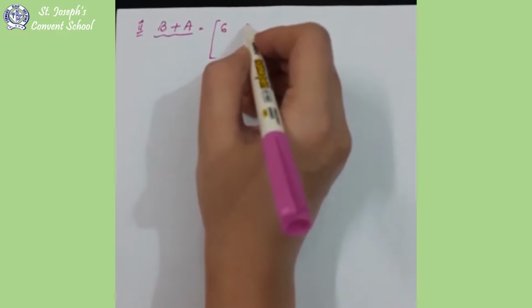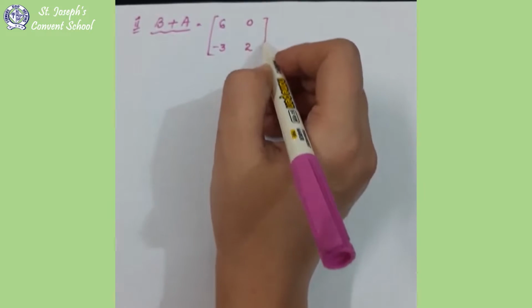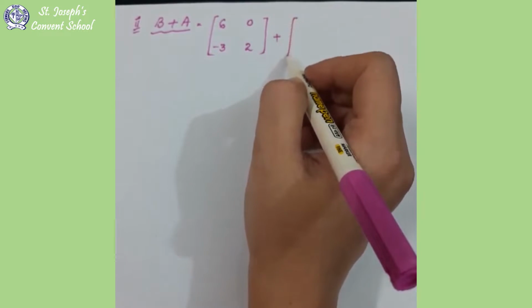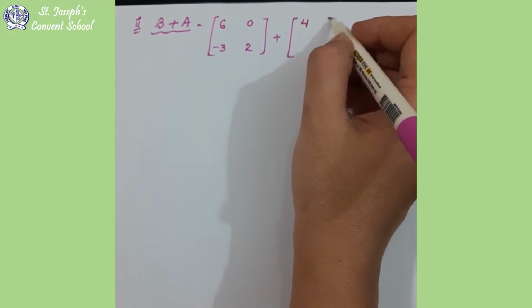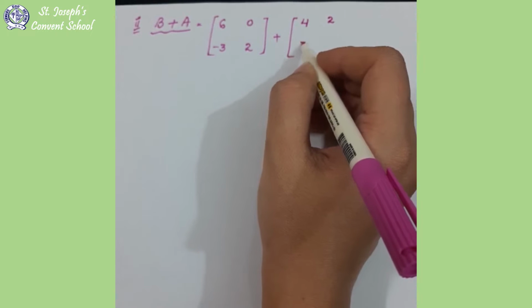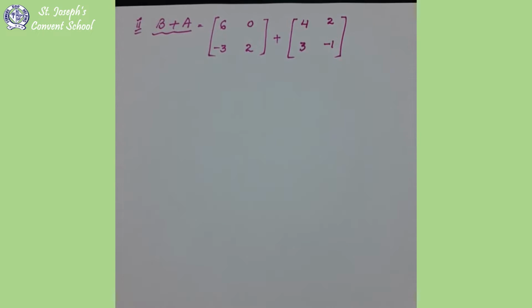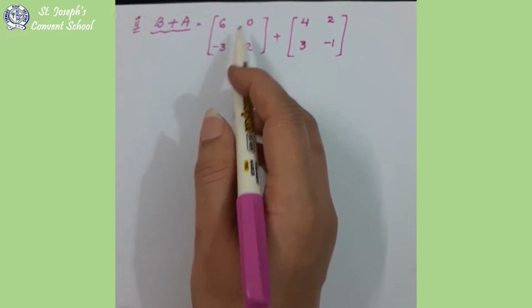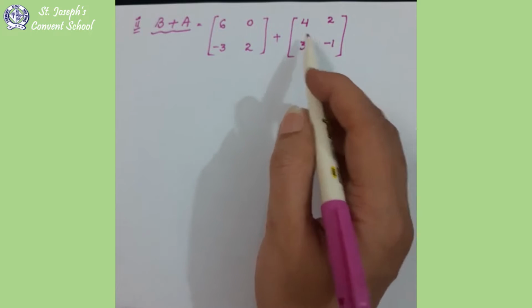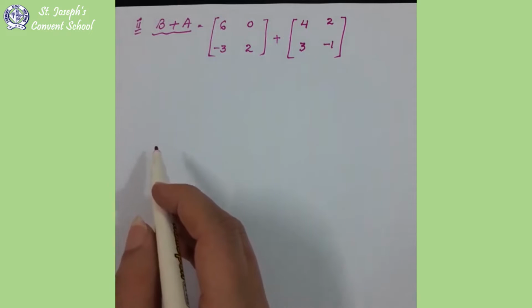6, 0, -3 and 2. It is in the question. Plus A. First we'll write matrix B, then write matrix A: 4, 2, 3, -1. Now again check the order. The order of matrix B is 2 rows and 2 columns. Same here, 2 rows and 2 columns. So the order is same, so you can add them.